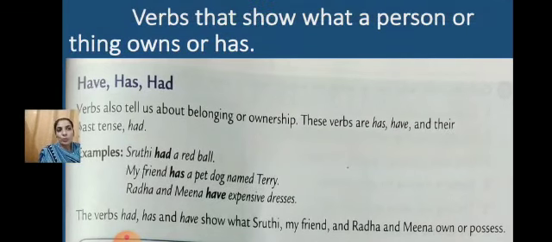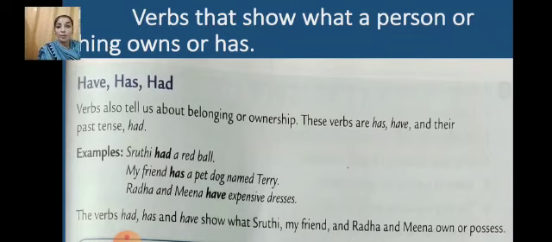Verbs that show what a person or thing owns or has. Owns or has means we are talking about the verbs which are telling you the possession. What are the verbs? Have, has, and the past form is had. Verbs also tell us about belonging or ownership. This is the second type in this slide. These verbs are has, have, and their past tense had.